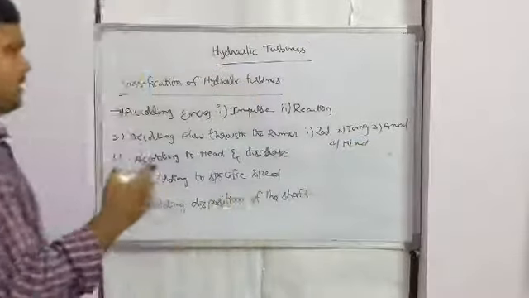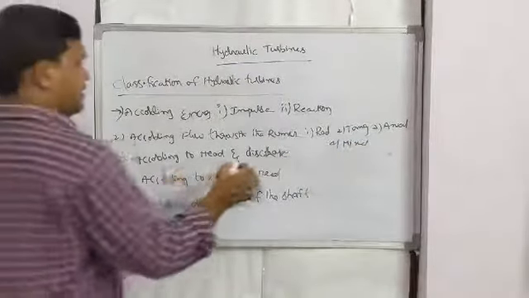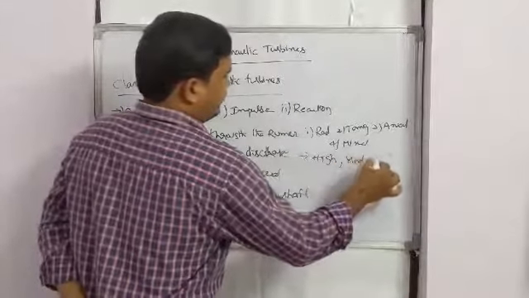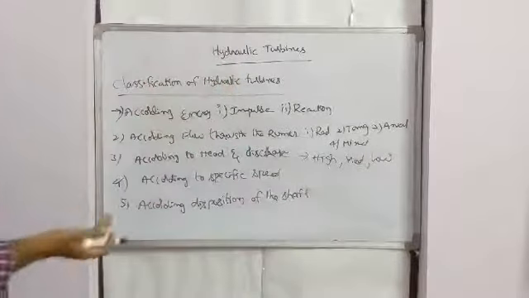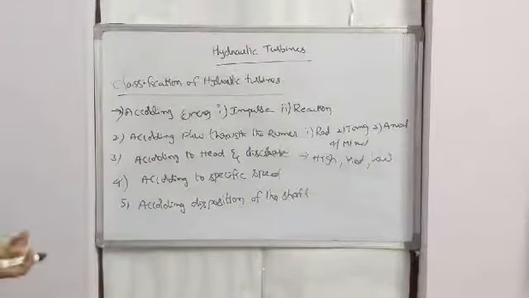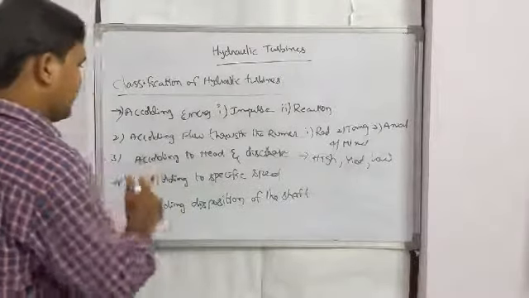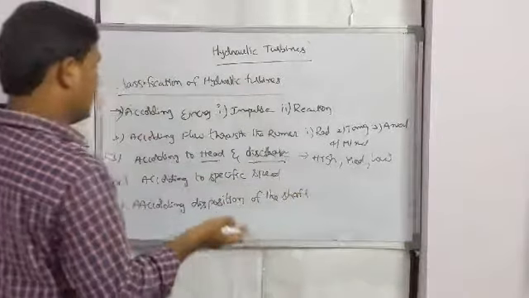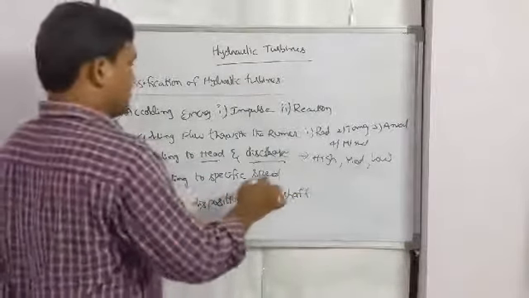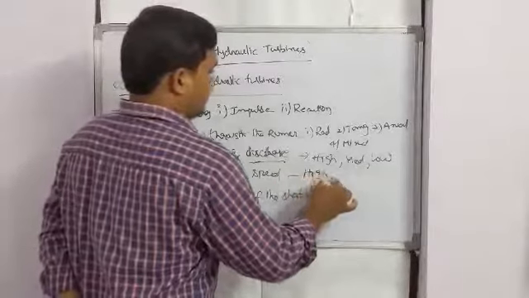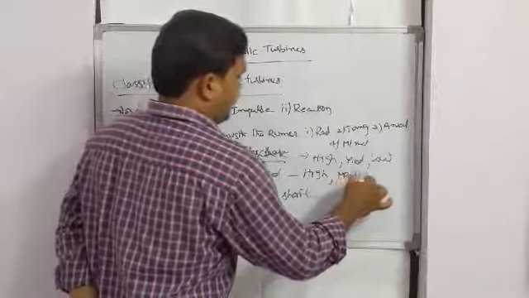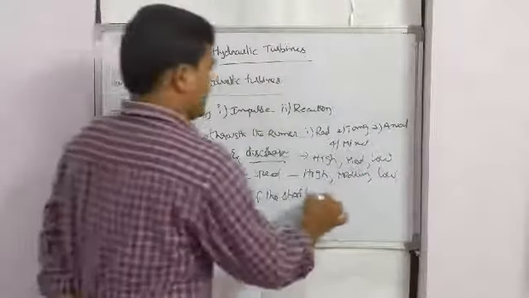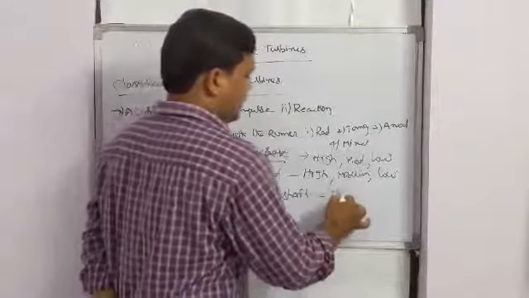Again, radial flow can be classified in so many ways. According to head and discharge: high, medium and low. If the head is high, discharge will be low. If the discharge is high, head will be low, vice versa. Why head and discharge are vice versa, we will cover in the next topic. According to the specific speed, again this is classified into high, medium and low specific speed turbines. According to the disposition of the shaft, we can classify it as a horizontal shaft.